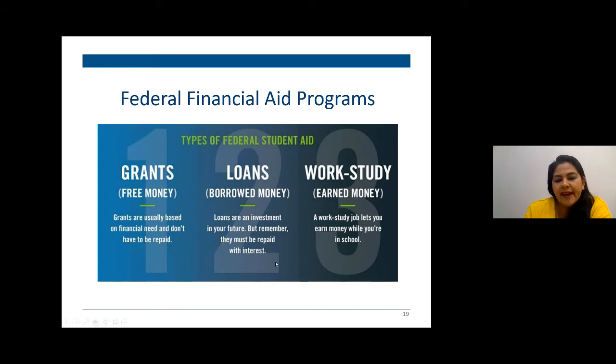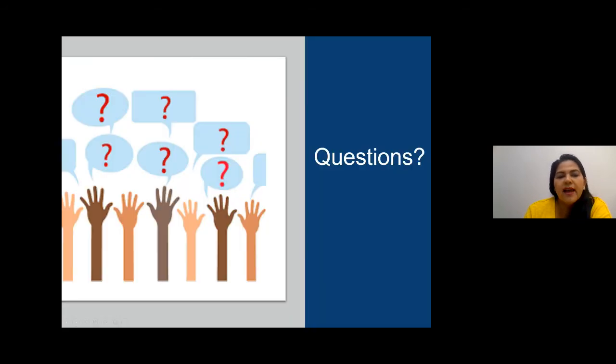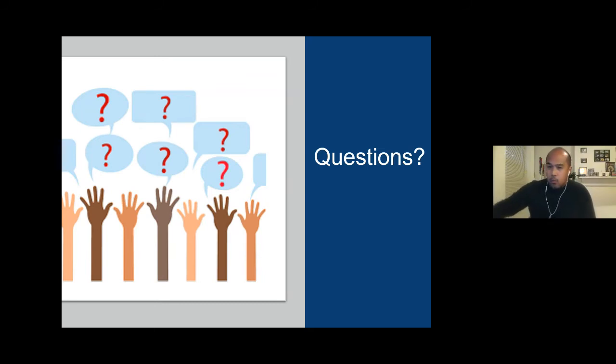I'm going to stop right there because I just gave a lot of perhaps new terminology, new information to some of you all. And we're going to start transitioning to how your financial aid is calculated in the context of college and college admissions. So I want to see if there are any questions for me right now. Are there any, Jerry?